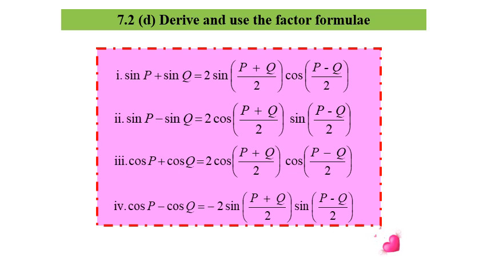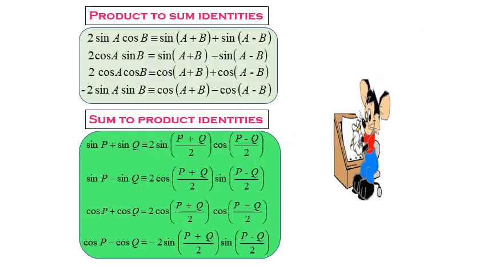So for today's class, we will discuss the factor formula. Alright. So given here is the factor formula. And to be precise, the one that we saw in the previous slide is actually the sum to product identities. Okay. The other one is the product to sum identity.